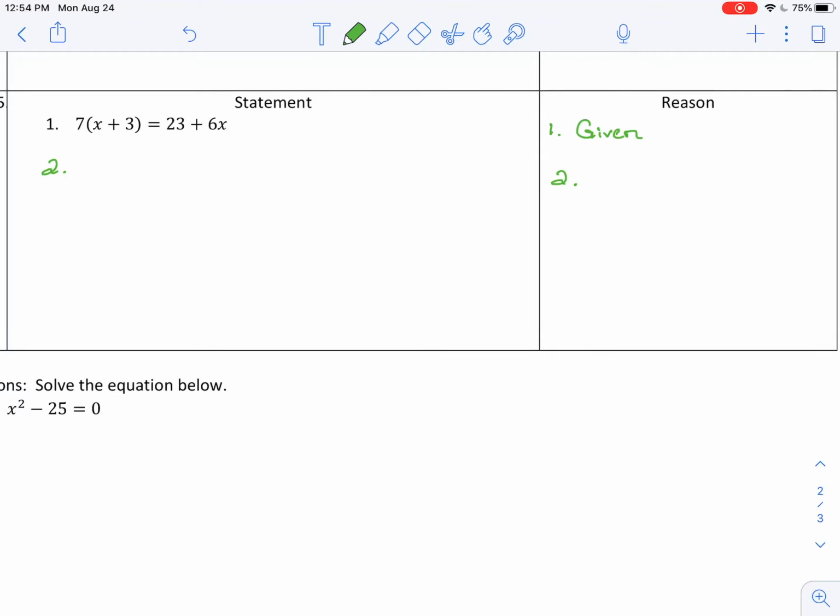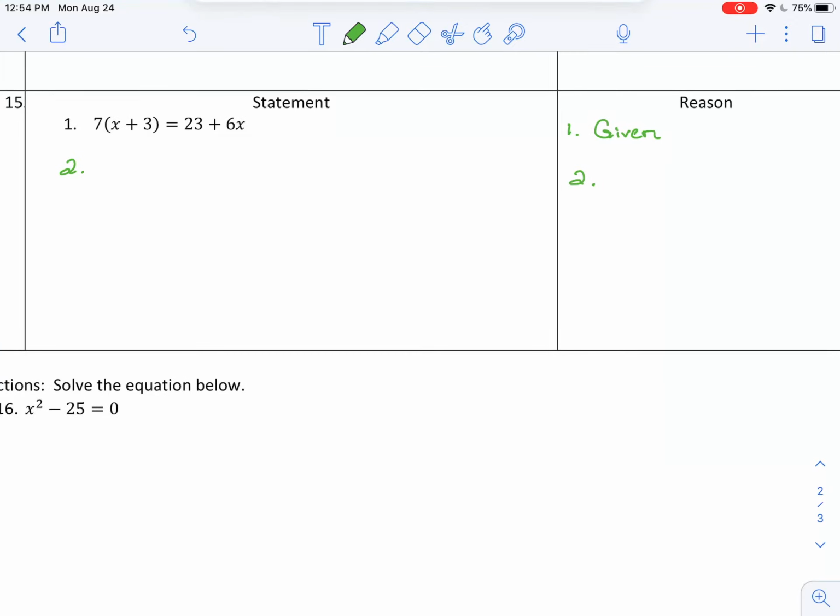Technically more than one way to solve. I can almost guarantee though, everybody is going to start by dealing with that 7 in front of the parentheses. So when it's in front of the parentheses, remember you multiply it to both terms of that polynomial. 7 times x is 7x. 7 times 3 is 21.